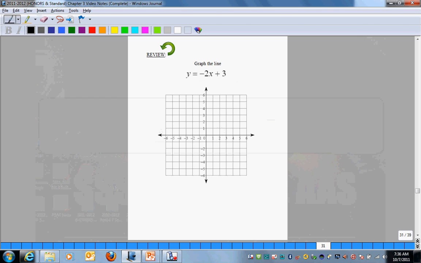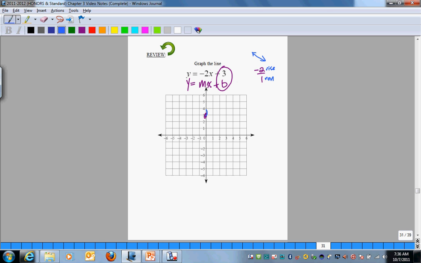First off, a quick review. We're going to graph y equals negative 2x plus 3. That's y equals mx plus b. So in this case, our b is positive 3. Our slope is negative 2 over 1. Since it's a negative slope, we know it's going to go down from left to right. My rise is 2, my run is 1.